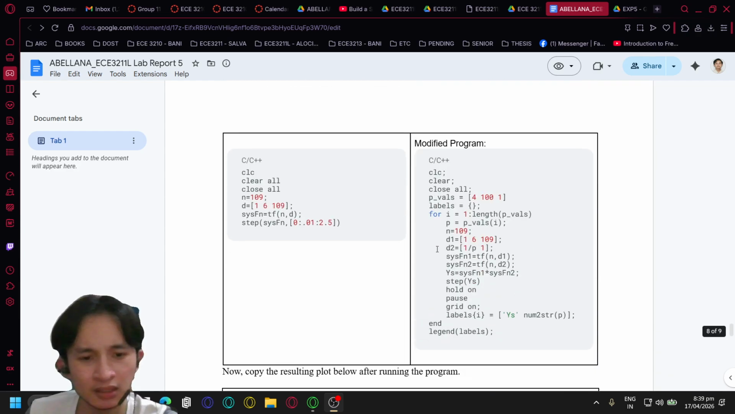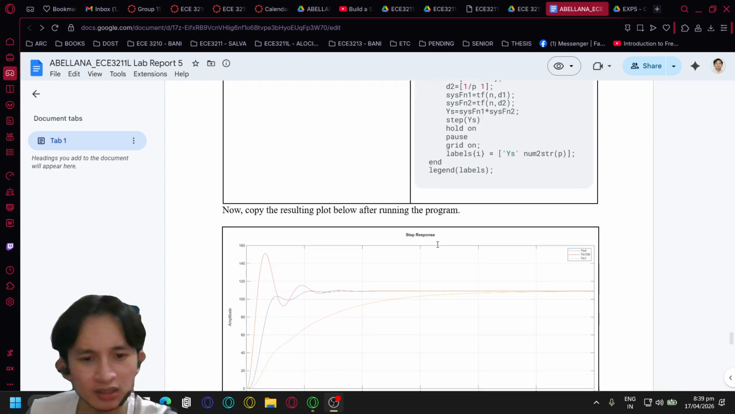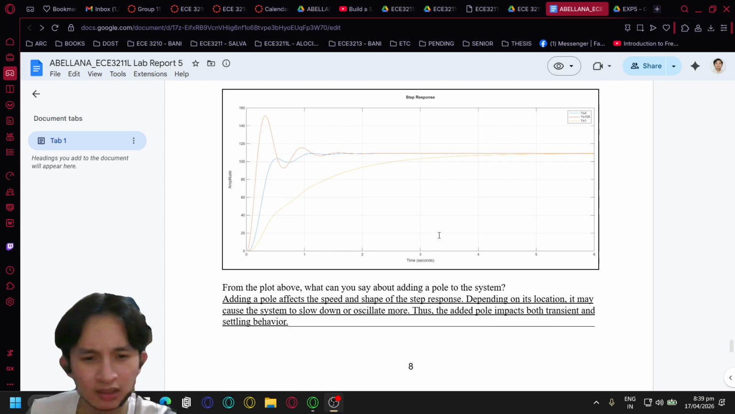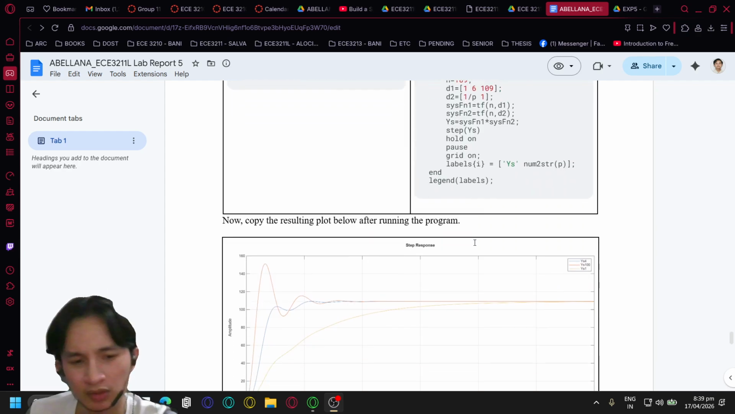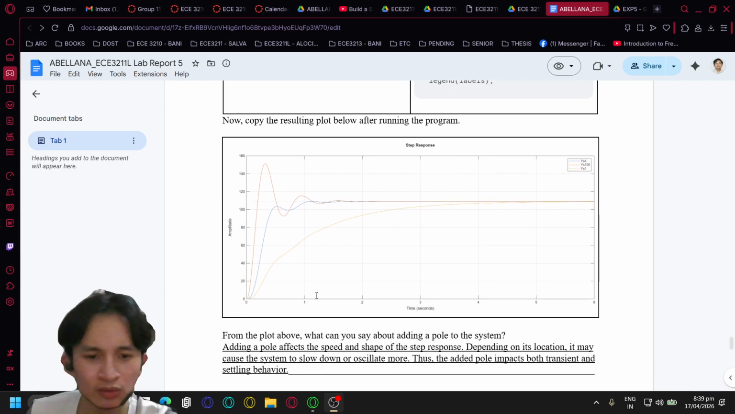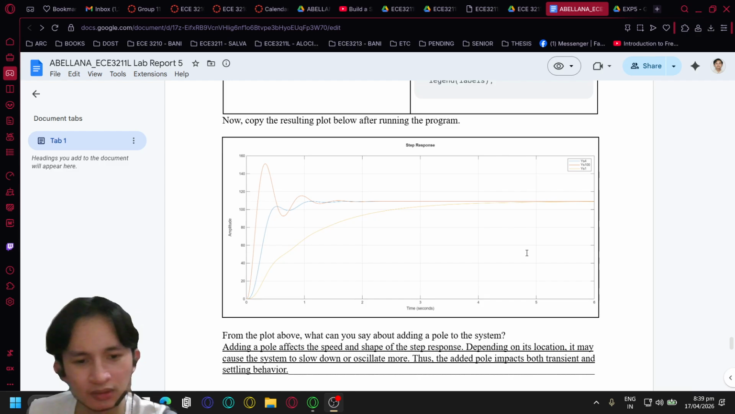So my key takeaway is that increasing damping makes the system more stable but slower, while adding a zero increases the overshoot and makes the response more aggressive. And also, poles that are closer to the origin significantly affect the system response, while poles far to the left have minimal effect. Understanding poles is very important in control system design.